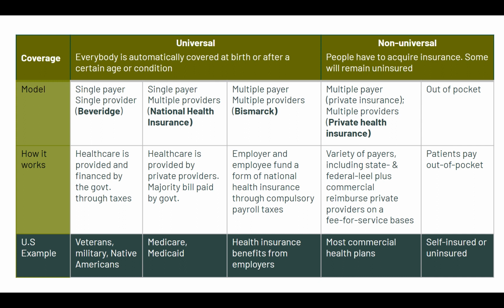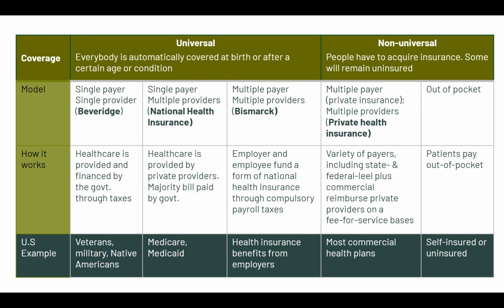And then you have the non-universal coverage. What happens with the non-universal coverage is that people have to go out and purchase their own insurance. It doesn't come with nationality or age or condition. It doesn't come at birth. You have to pay for it. It doesn't come from an employer or that sort of thing. So you pay for it. It's a private healthcare insurance, and that is in the US. That's where most of the insurance stays. You have those commercial health plans.